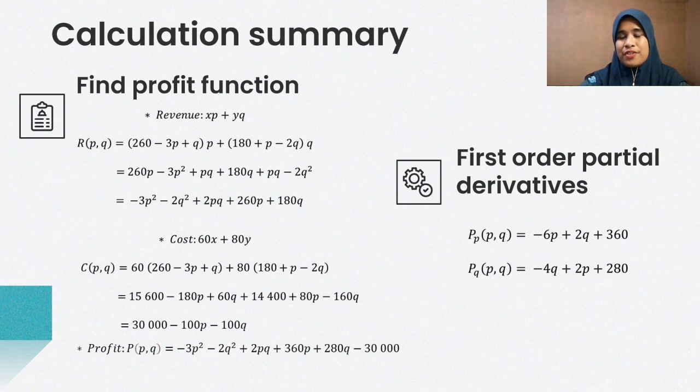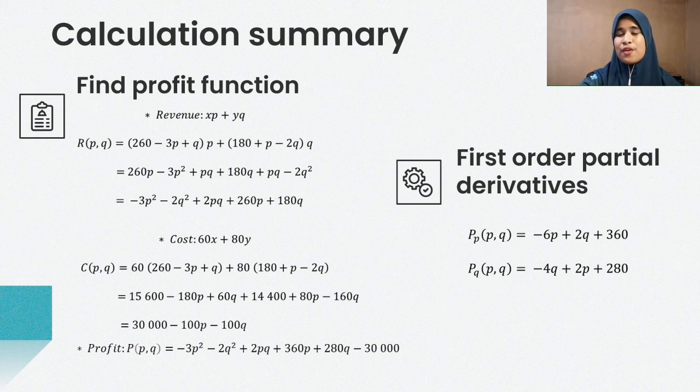First step is compute revenue and cost function because we want to find the profit function. So the total revenue is the quantity times with the price. By using the demand equation with respect to X and Y, we can substitute it into the revenue function. After we expand, we got negative 3p squared minus 2q squared plus 2pq plus 260p plus 180q. So for the cost function, we use the same thing. We substitute the demand equation into the cost function, which is 60x plus 80y. So we expand and we got 30,000 minus 100p minus 100q. After that, we add both equations to get the profit function. And the profit function is negative 3p squared minus 2q squared plus 2pq plus 360p plus 280q minus 30,000.